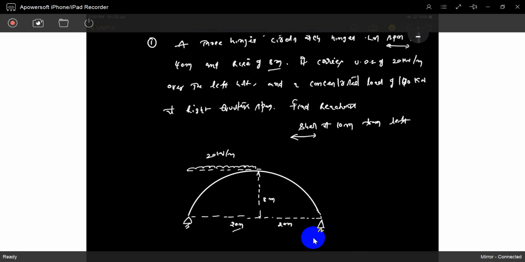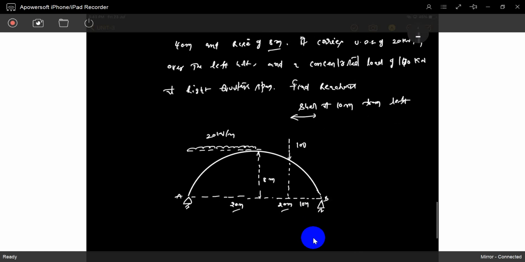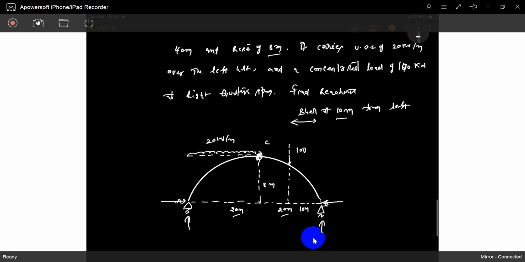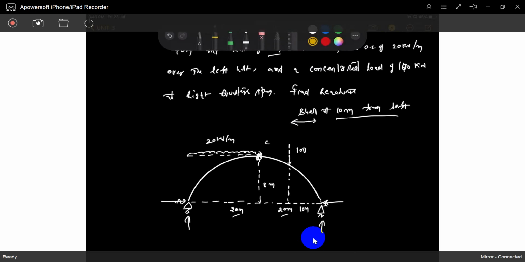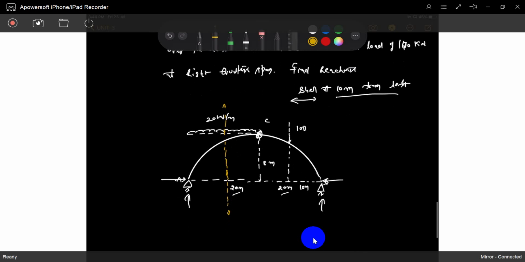Quarter span means exactly 10 meters, so the 100 kilonewton is acting there. What he wants are the reactions at A and B, and C is also a hinge. He also wants the bending moment at 10 meters from left, at this location, and also the shear. You can easily find these out.